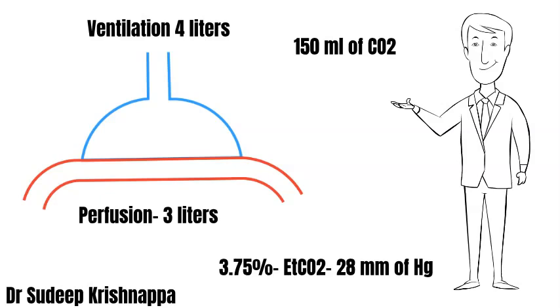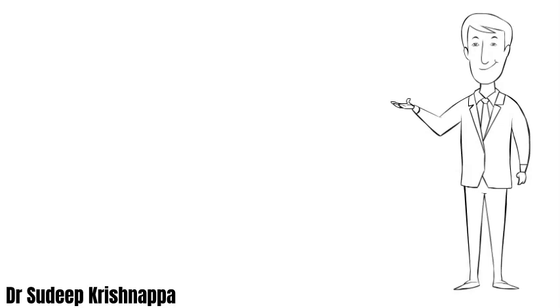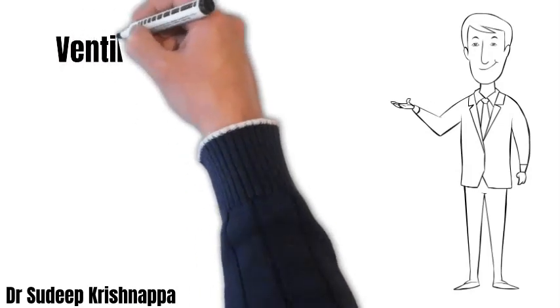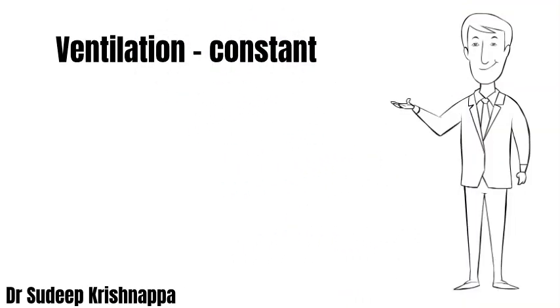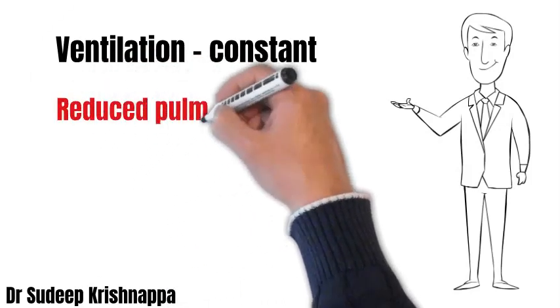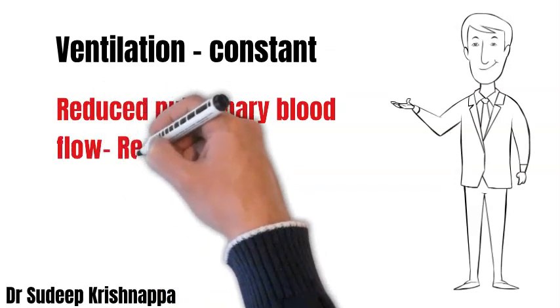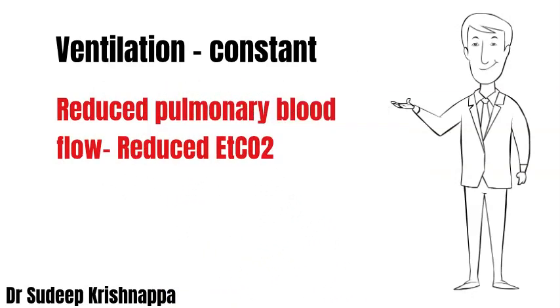As we saw in the previous slides, both ventilation and perfusion can alter the EtCO2 levels. So, in any scenario, if we keep the ventilation constant, the pulmonary blood flow would become the predominant or the only determinant which would determine what happens to the EtCO2. Thus, if the pulmonary blood flow is reduced, EtCO2 would come down. Contrarily, if the pulmonary blood flow increases, that would translate to an increase in EtCO2.